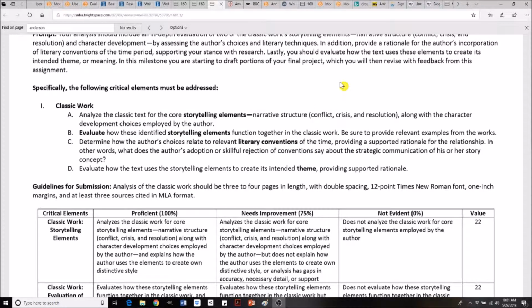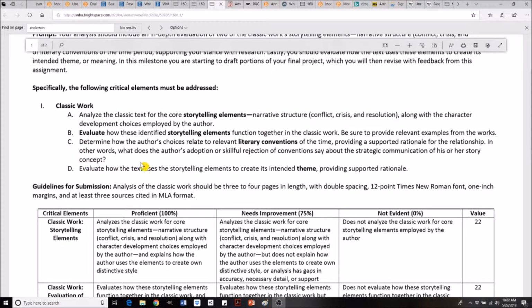So here's your take: after you've analyzed them, you can explain if you think they're working well, and if they are working well, why do you think that? Or if they don't work so well together, why do you think that, in contrast. And then we have this next part here, which is determine how the author's choices relate to literary conventions of the time. This is one where I imagine many people will need to do some research, depending on how old their classic work is.